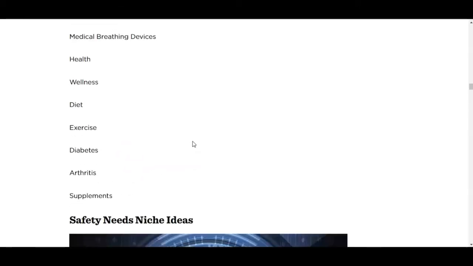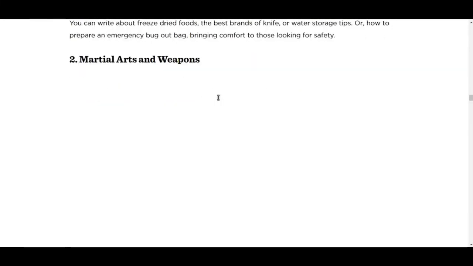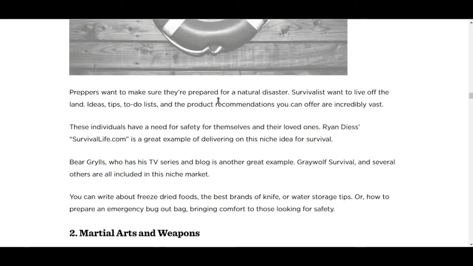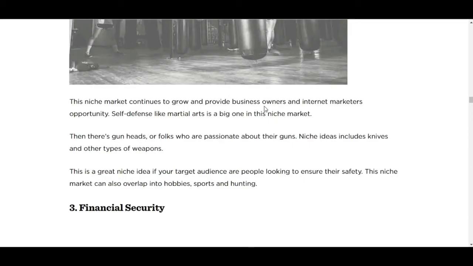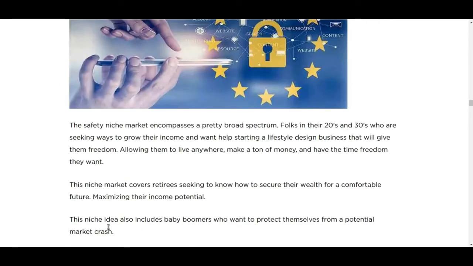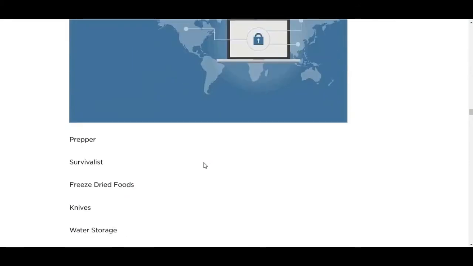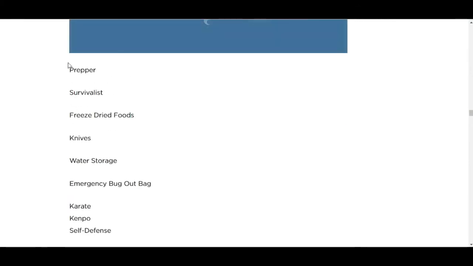Okay, so let's go to the safety needs niche ideas. Let's go with this. Okay, martial arts, weapons, financial security. Actually, this is a very commercial idea. It's very potential. See, this niche market covers people seeking out how to secure their wealth for a comfortable future, maximizing their income potential. That means this is a very economic friendly keyword idea.